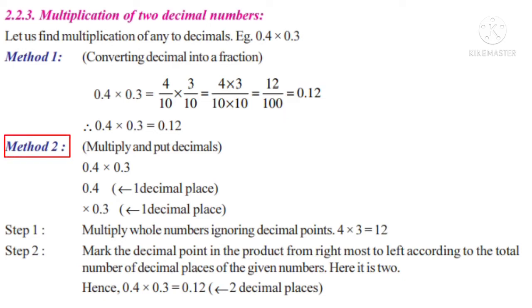Next, method 2. In this method, we should ignore the decimal point. Just multiply 4 into 3, which is 12. Now count the decimal places. In 0.4 only one decimal. In 0.3 there is one decimal. So total two decimals. Let us count from right to left. After two decimals we will get 0.12.